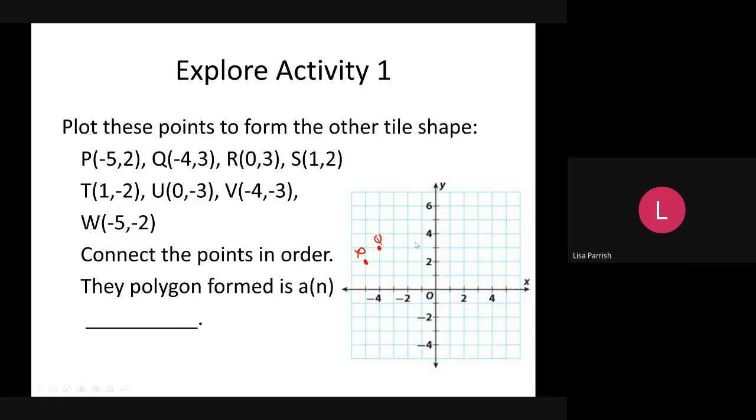There's the Q. R is 0, 3. Now, since the first number is a 0, that means I do not go either way, left or right. I stay right here on the axis, but I will shoot up to the 3. So that one goes right there. That is point R. Point S is positive 1, positive 2. Point T is positive 1, negative 2. So I'm going to go down for that one. U is 0, 3. So again, I do not go left or right, but I go down to negative 3.